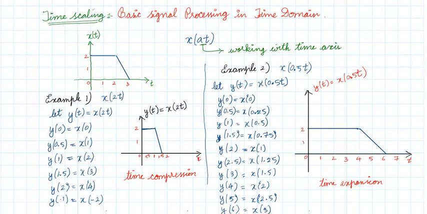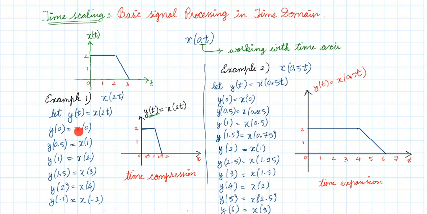Then I put t as 0.5. So t as 0.5, we put x of 2 into 0.5, so it becomes x of 1. So y of 0.5 equal to x of 1. You have to substitute various values of time here, right? Thereby we get this. Now if you observe, what you are getting is y of 0 equal to x of 0. What is the meaning? So this is my y of t, this is my x of t. Y of t equal to x of 2t. This is what I want to plot.